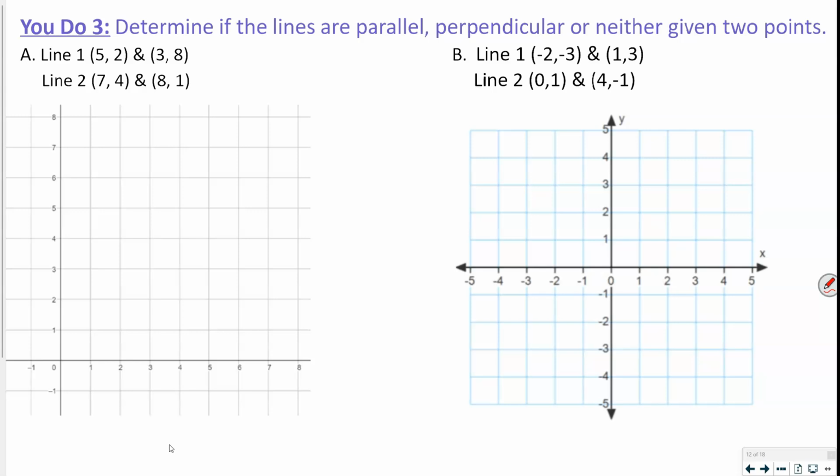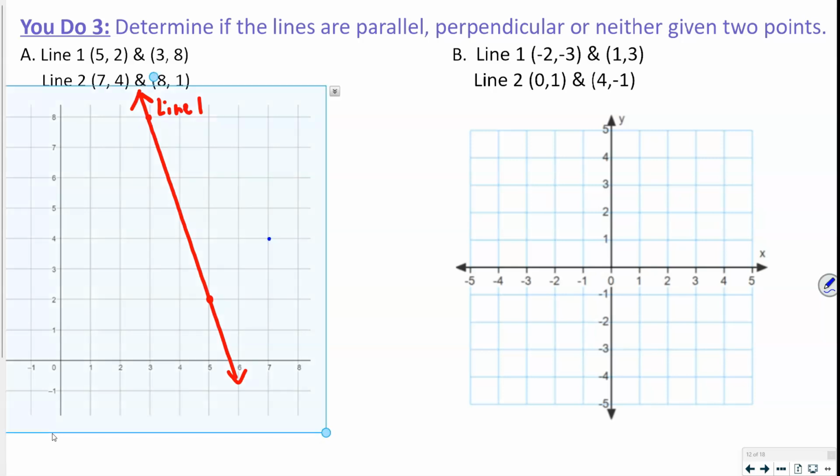All right, so I'm going to do line 1, so that's 5, 2 right here, and 3, 8 up here. I'm going to go ahead and draw that line. Now I'm going to do line 2, 7, 4 right there, and 8, 1 right there. So let's look at the lines, y'all. What do you predict about them?